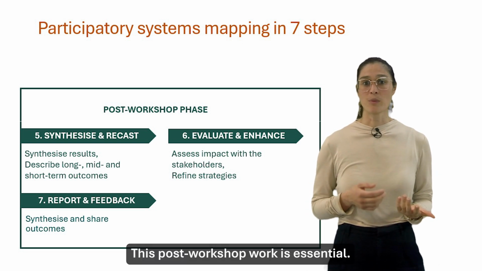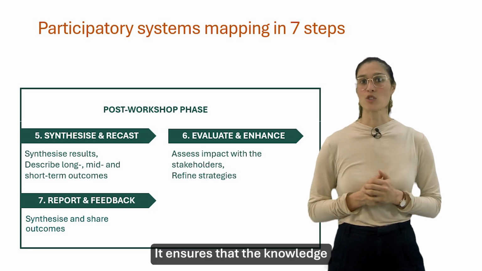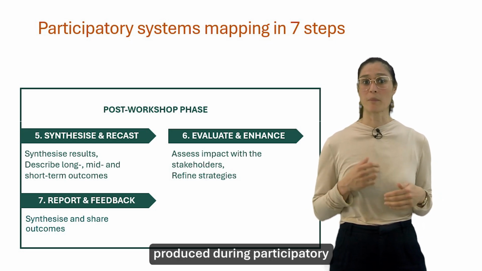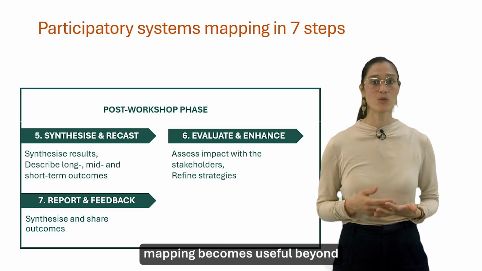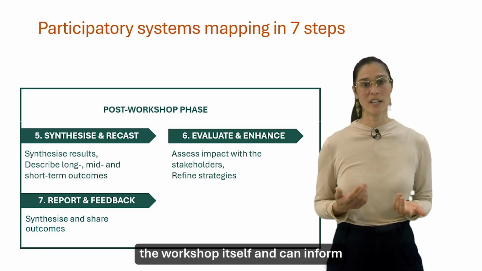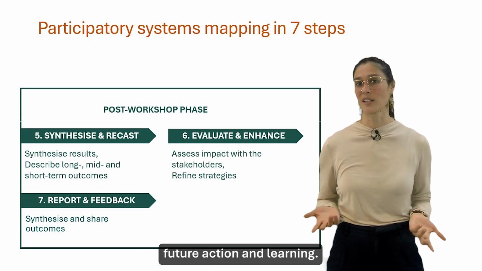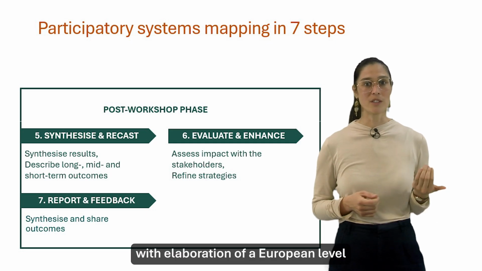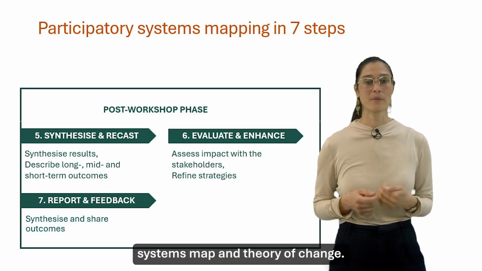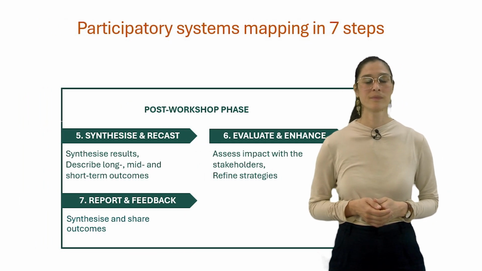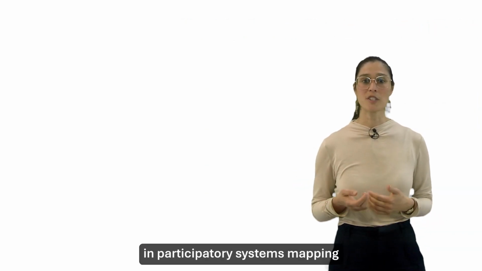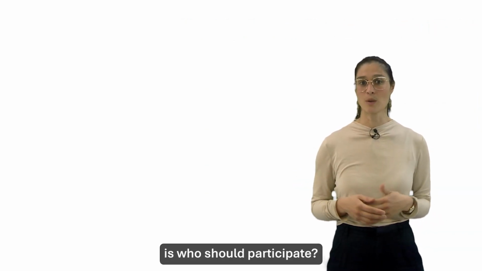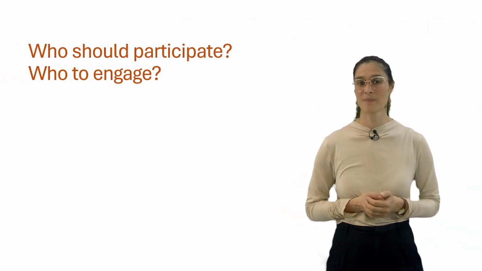This post-workshop work is essential. It ensures that the knowledge produced during participatory mapping becomes useful beyond the workshop itself and can inform future action and learning. We will illustrate this in Unit 3 with the elaboration of a European-level systems map and theory of change. A key practical question in participatory systems mapping is who should participate?